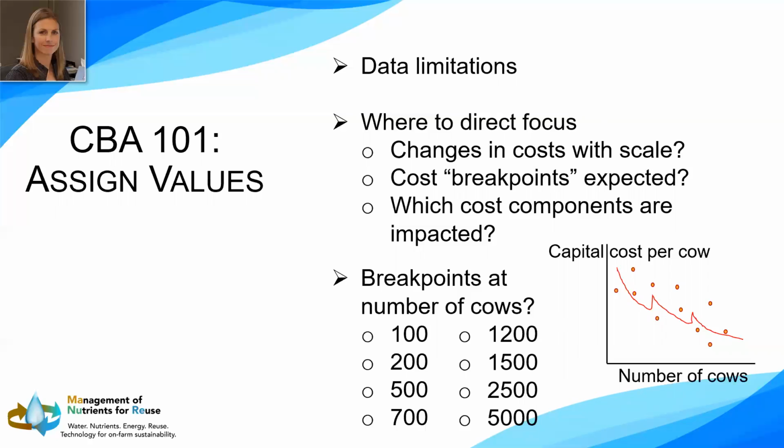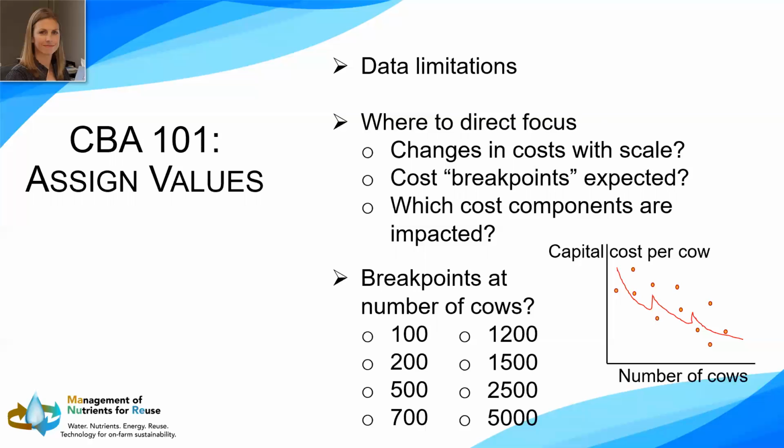For example, do these make sense? 100 cows, 200, 500, 700, 1,200, 1,500, 2,500, and 5,000. Are there significant breakpoints at these farm sizes? And another challenge is we are looking at swine operations as well. So we'll be having to evaluate different animal types and numbers of animals.